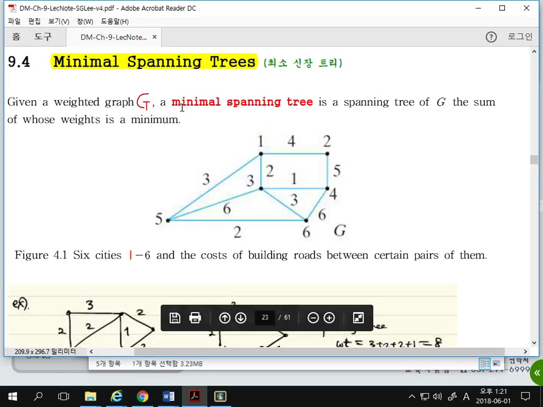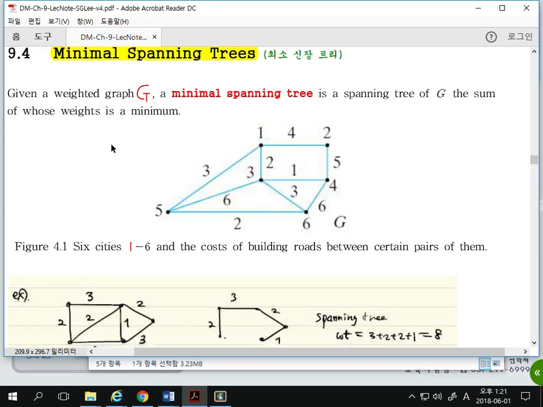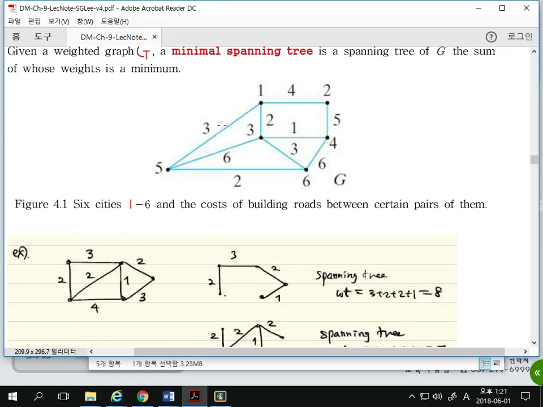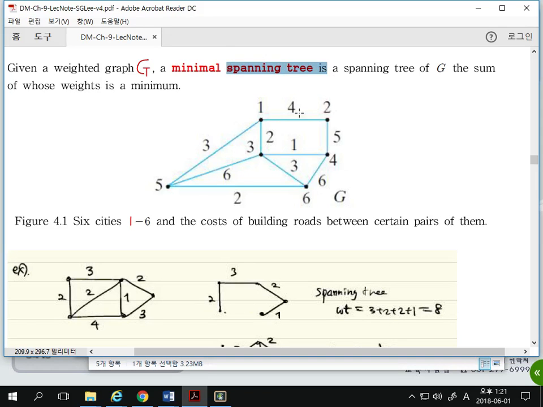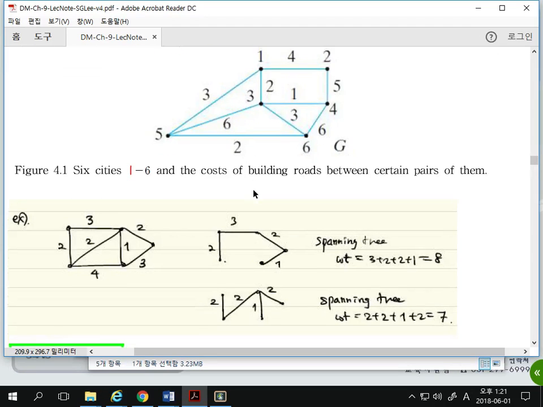Given a weighted graph G, a minimal spanning tree is a spanning tree of G, the sum of whose weights is minimum. Okay, so we have learned about spanning trees, and we are talking about the minimal spanning tree that we could find via simple code.